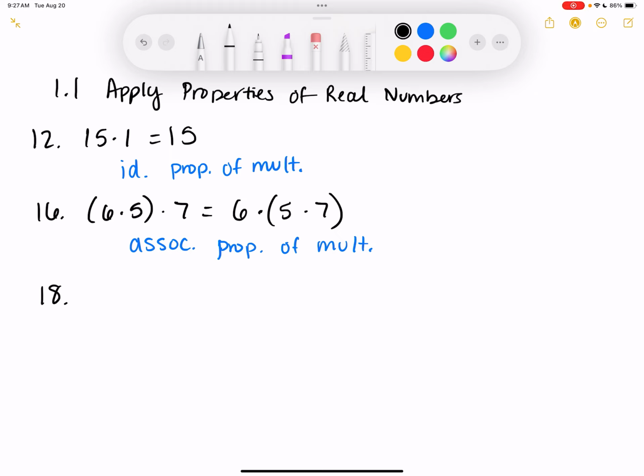So 18 is 15 times, in parentheses, 3 divided by b, close parentheses, is equal to 45 divided by b. So again, I'm just going to write this on here. Leave the right side alone.